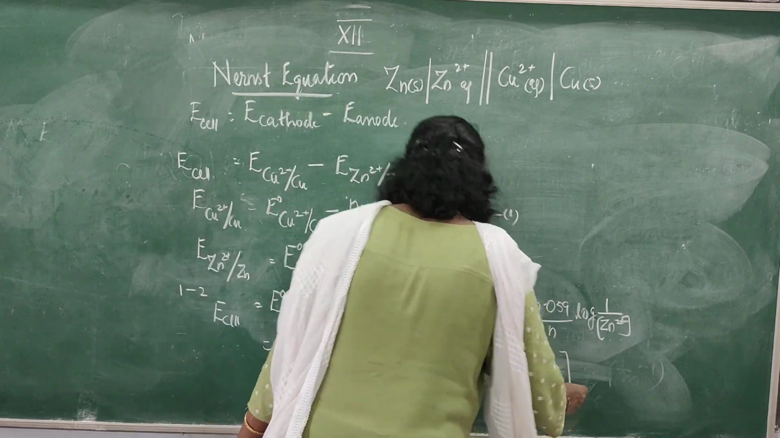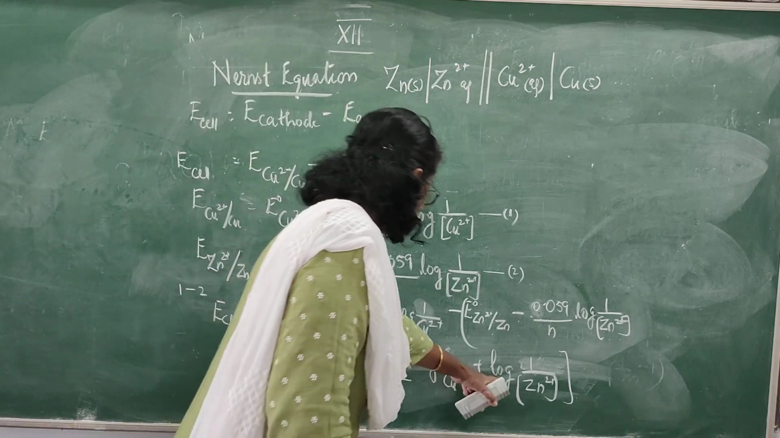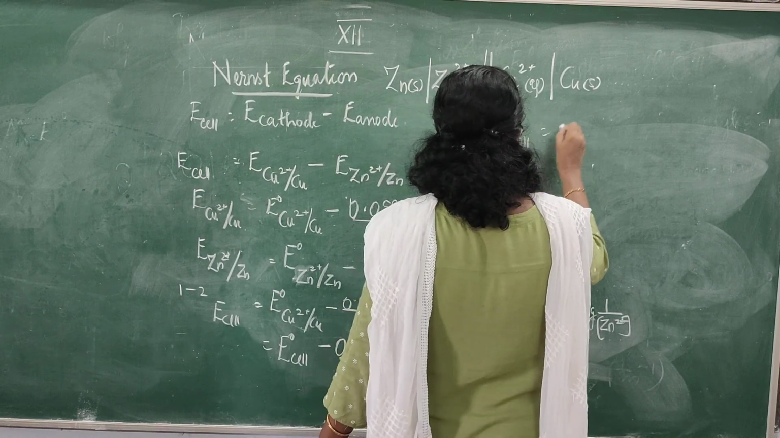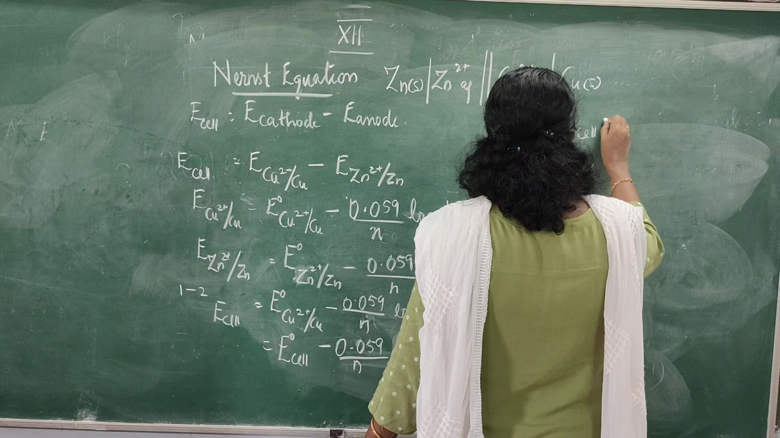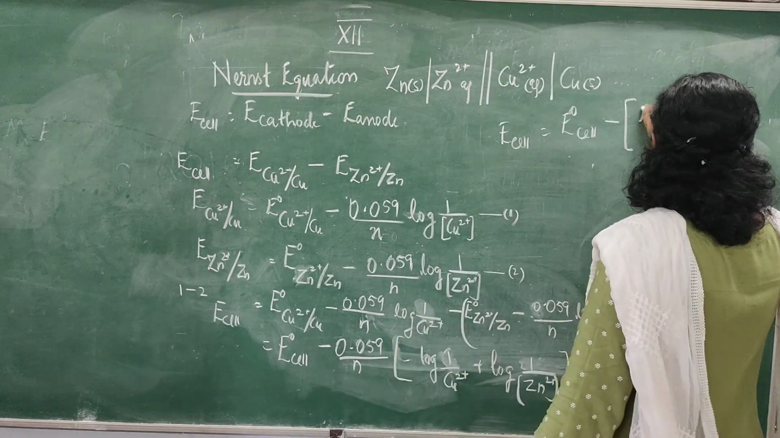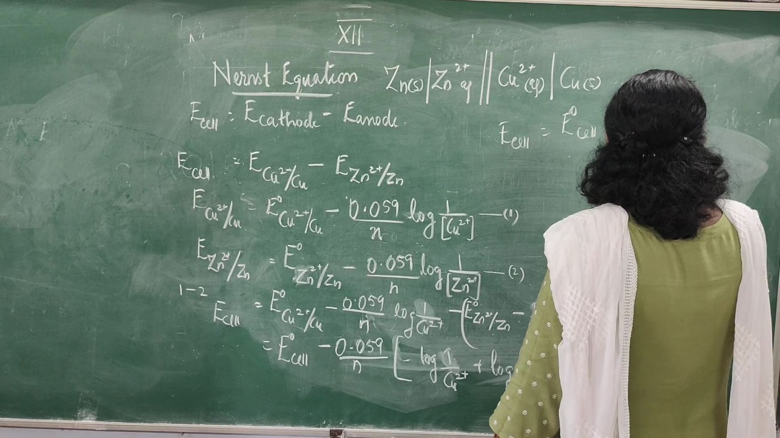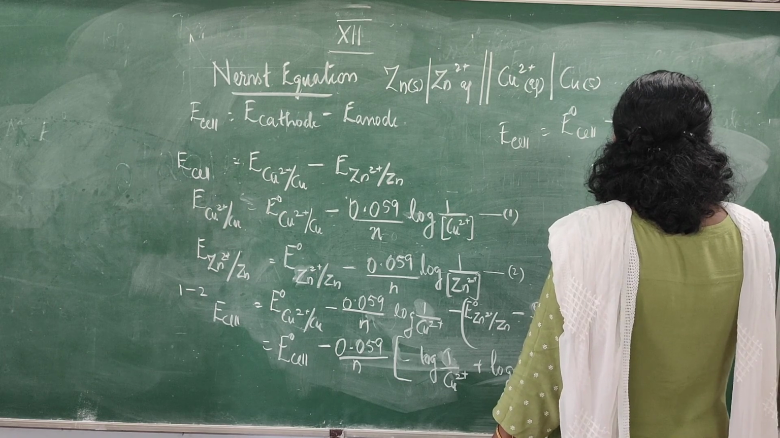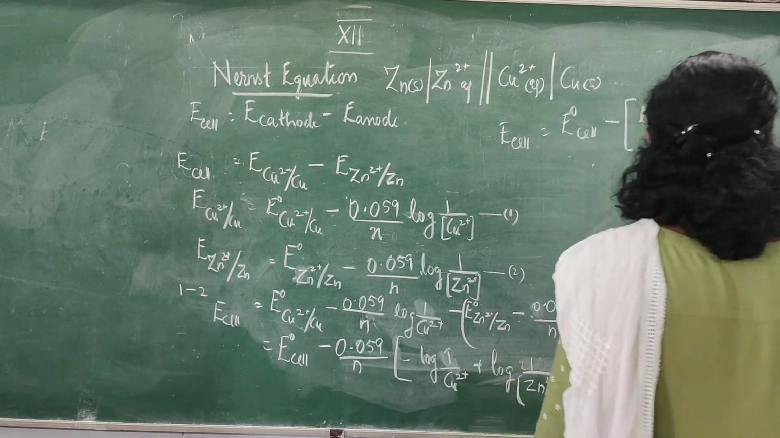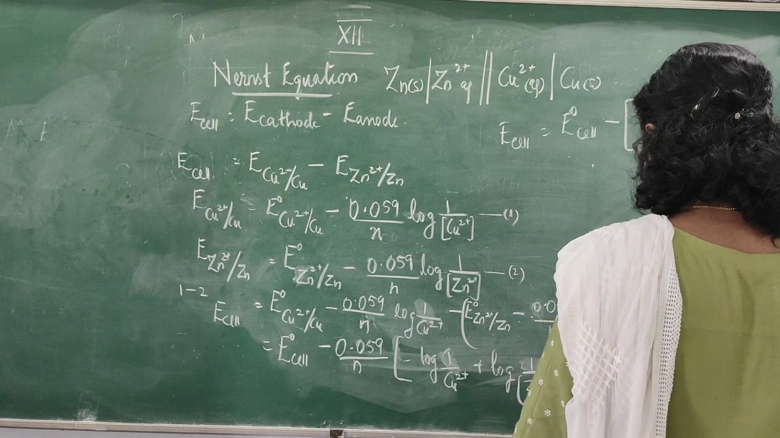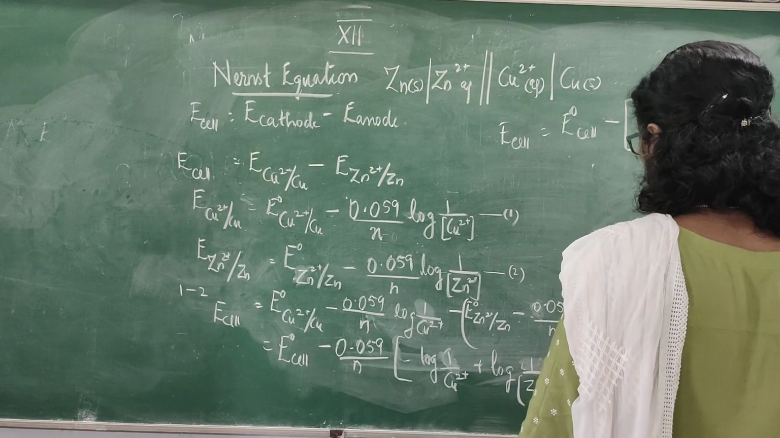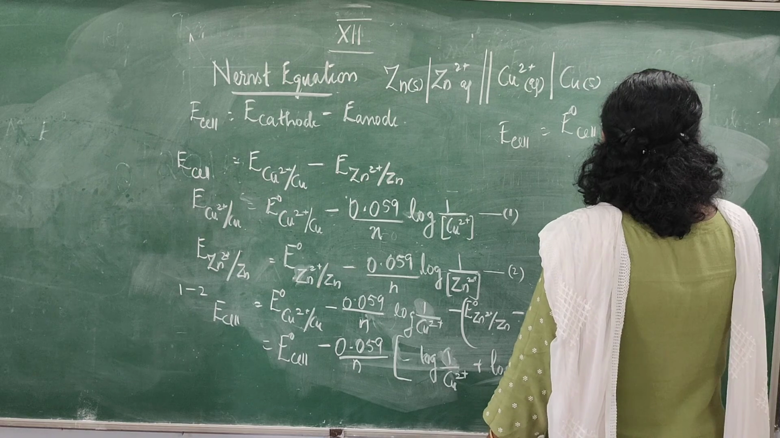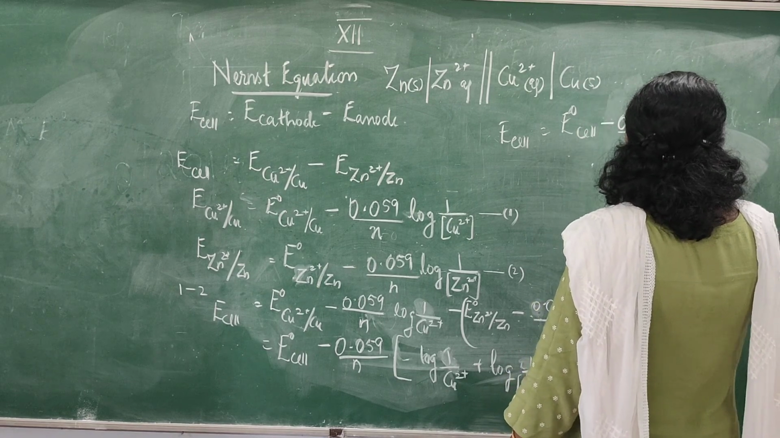Now, log A minus log B is log A by B. So we can write E cell is equal to E naught cell minus 0.059 by n log of 1 by Zn2+ by 1 by Cu2+.